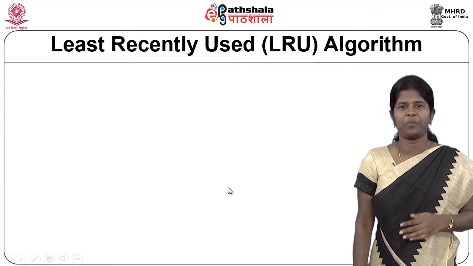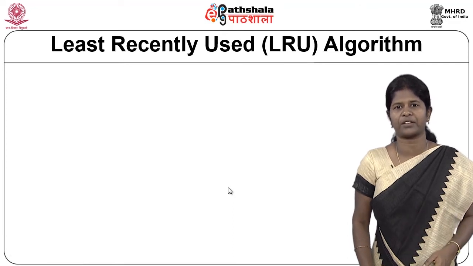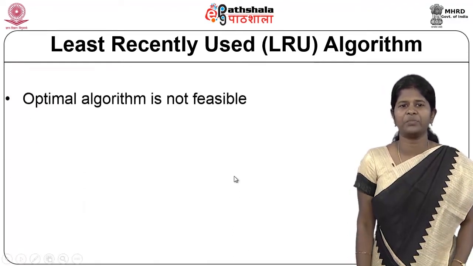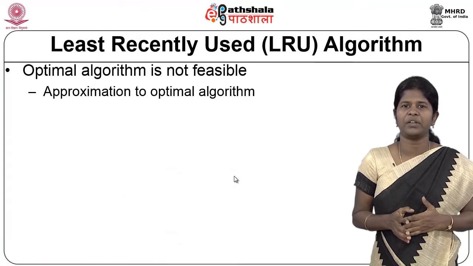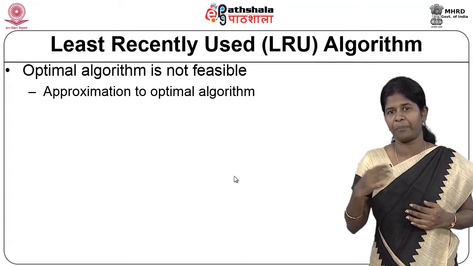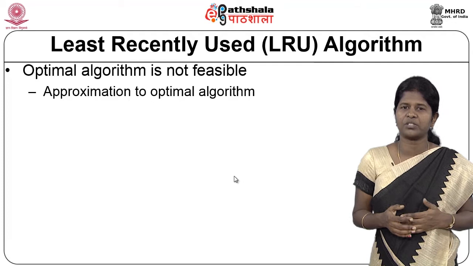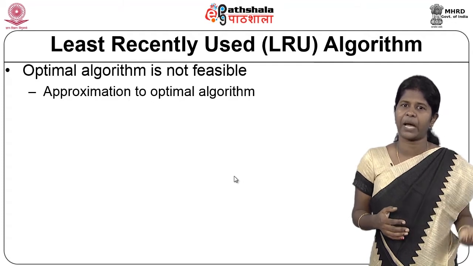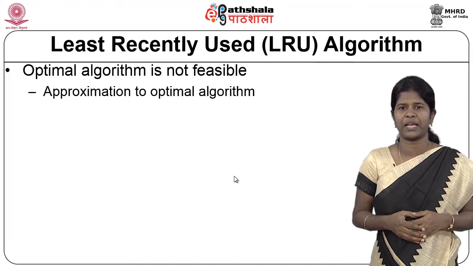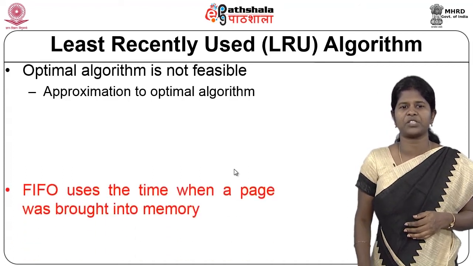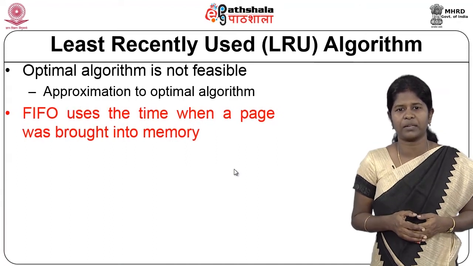And then they came up with another algorithm called the least recently used algorithm. This algorithm is very similar to the optimal algorithm. In the optimal algorithm, you look at what will happen in the future. You need to know what will happen in the future. Here you find out what had happened in the past. So, this is an approximation to the optimal page replacement algorithm. Because the optimal algorithm is not feasible, they came up with this LRU algorithm.